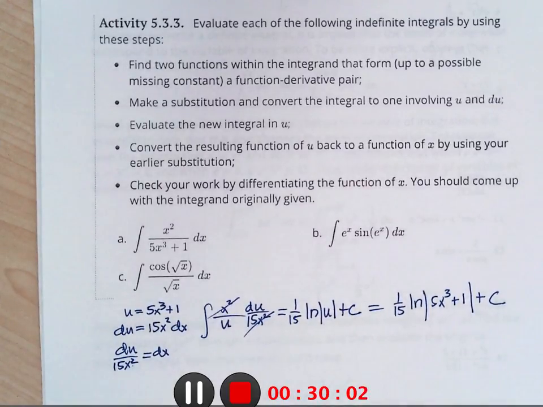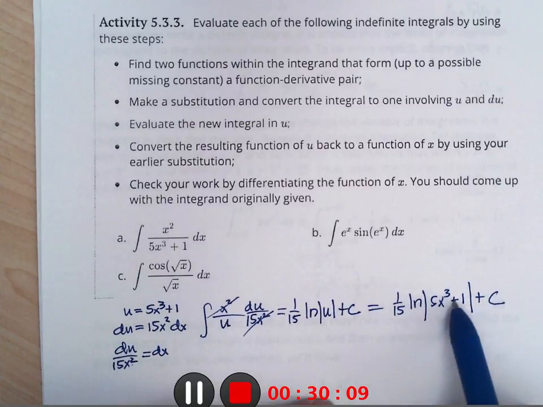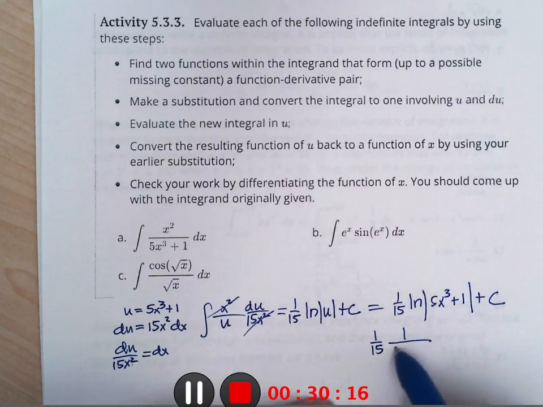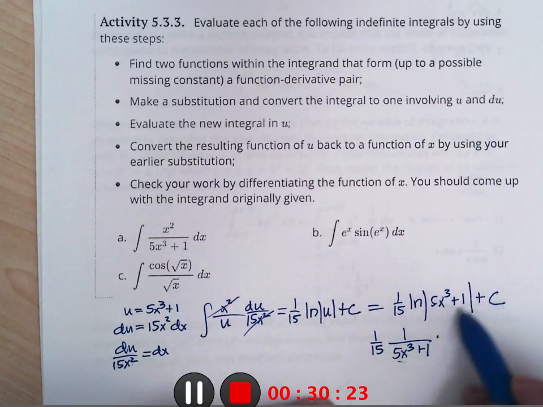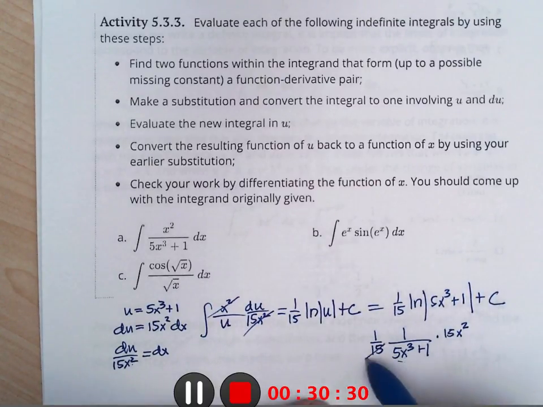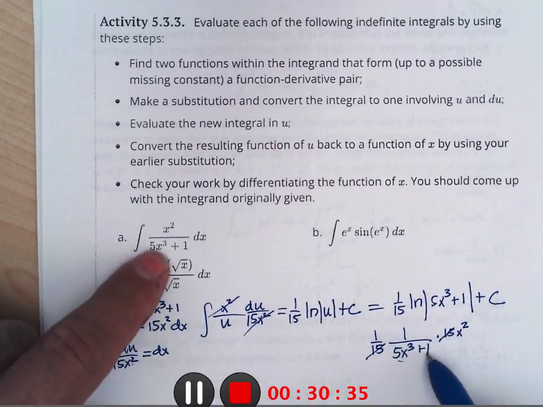Now, if I wanted to check this, I would take the derivative of this. The derivative of ln of something, I'd have 1/15. The derivative of ln of something is 1 over the something times the derivative of the inside, which is 15x squared, and the derivative of c is gone. The 15's cancel, and I get x squared over 5x to the third plus 1. It matches, so it worked.